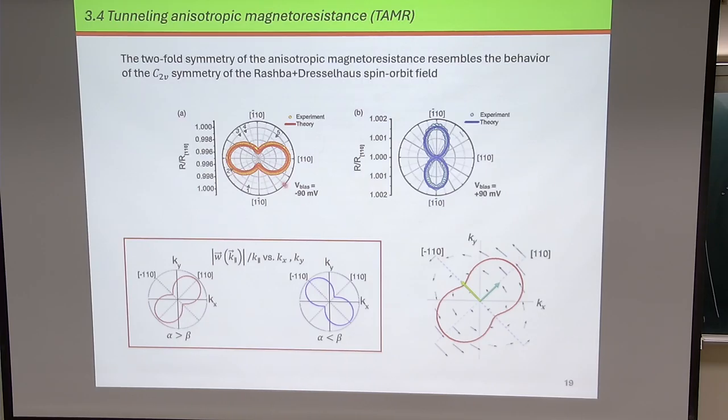Now, what happened here is that you are applying a bias. With this bias, you are essentially shifting the wave function. You are changing alpha when you apply this bias. So you go from a situation where alpha is larger than beta into a situation where alpha is smaller than beta by the bias. So you are just flipping this anisotropic behavior.